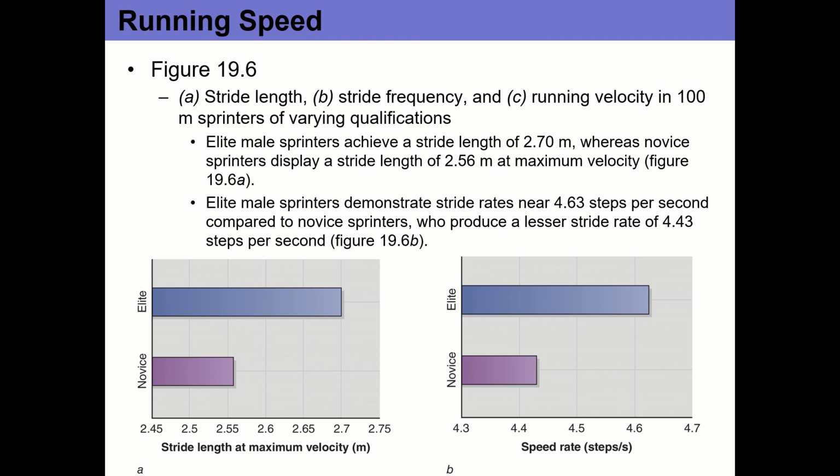So running speed here, you can see stride length, stride frequency. Stride length is on the left, stride frequency is on the right.